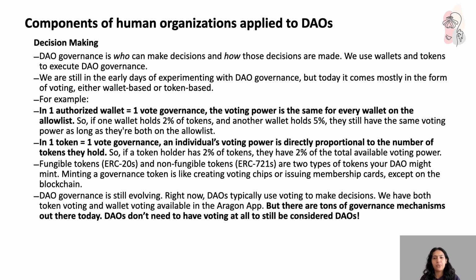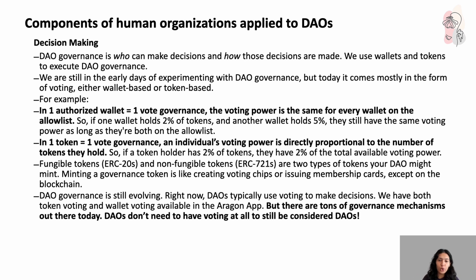Then if you come to decision making, DAO governance is who can make decisions and how those decisions are made. We use wallets and tokens to execute DAO's governance. We are still in the early days of experimenting with DAO governance, but today it comes mostly in the form of voting, either wallet based or token based. So if it's wallet based voting, one authorized wallet is equal to one vote governance. The voting power is the same for every wallet on the allow list.